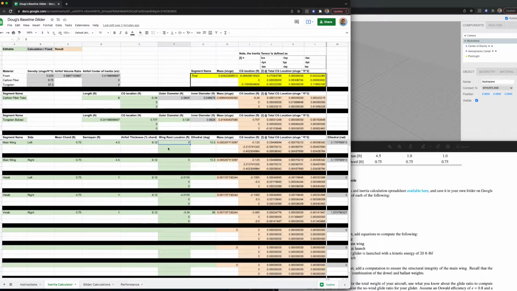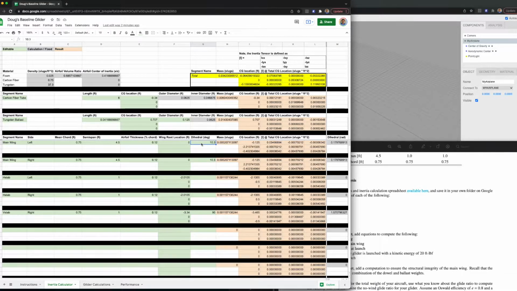And then the wing root location. In the instructions for this project, we're told to leave the main wing at the root of our coordinate system. So that's going to be a 0. And then here's some dihedral, but that doesn't matter. That's going to come in later. This is a later calculation.